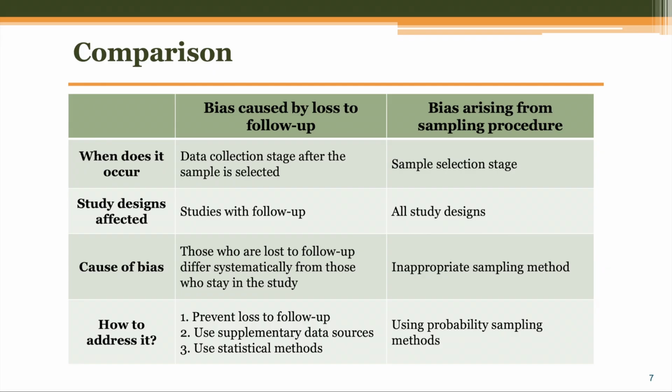Second, study designs affected. Bias caused by loss to follow-up affects studies with follow-up, such as cohort studies and clinical trials. Bias arising from sampling procedure, on the other hand, can occur in all types of study designs, including cross-sectional studies and case control studies.